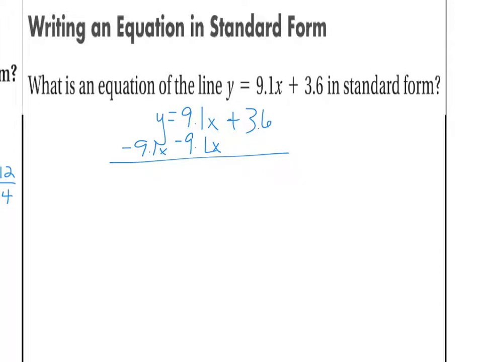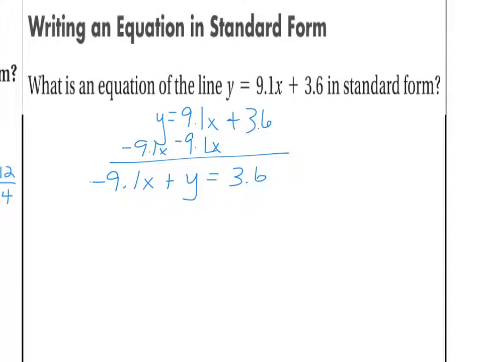Okay. So, again, I can't combine those, so this is negative 9.1x plus y is going to equal 3.6. Now, as I look at this, x and y are on the same side. Now, can I have decimals? No. Decimals are just like fractions. So how do I get rid of a decimal?